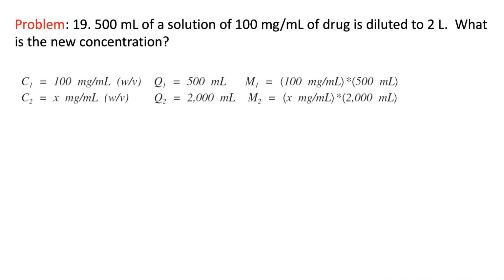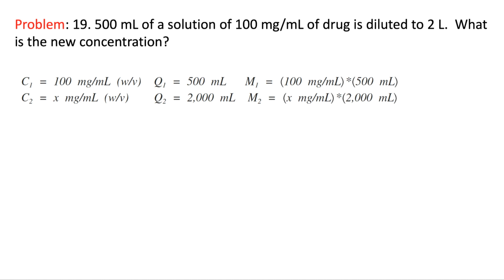Okay. What quantity of that do we have? Well, we have 500 milliliters of that. So my Q1 is 500 milliliters. So clearly mass 1 is equal to 100 milligrams per mil times 500 milliliters. Now, when we dilute it, what is our new concentration? Oh, I don't know. That's what we're going to solve for. So I'm going to set my C2 equal to X, but I'm going to put the units for X to be milligrams per milliliter so that they're the same as my C1. So C2 is X milligrams per milliliter.